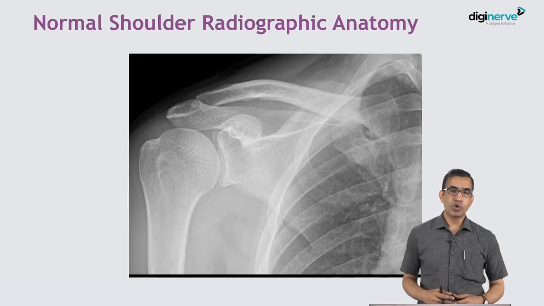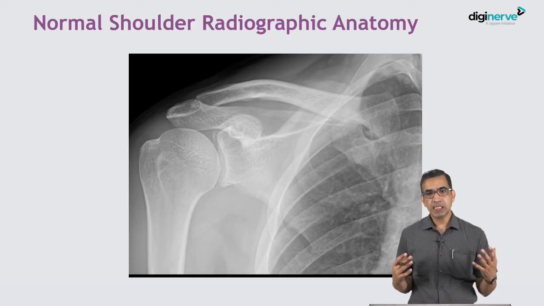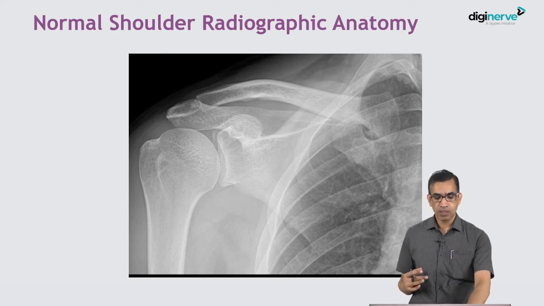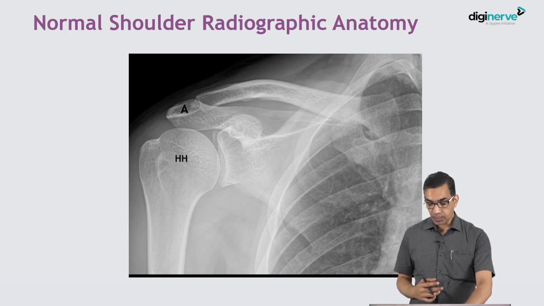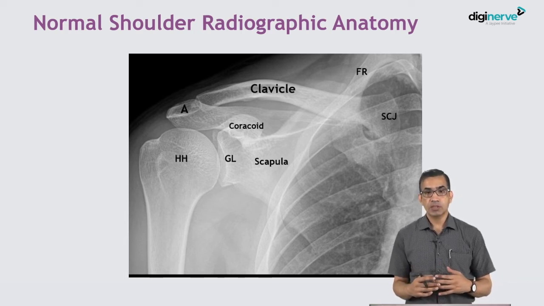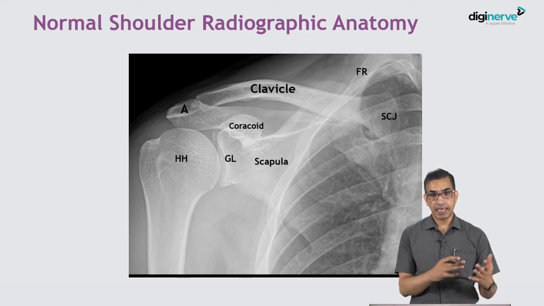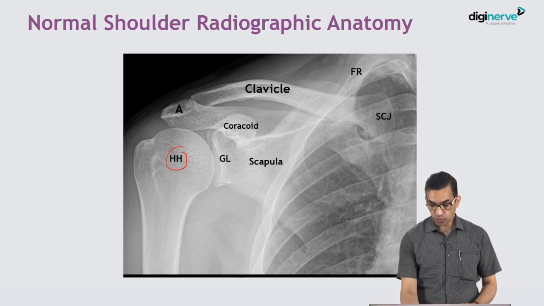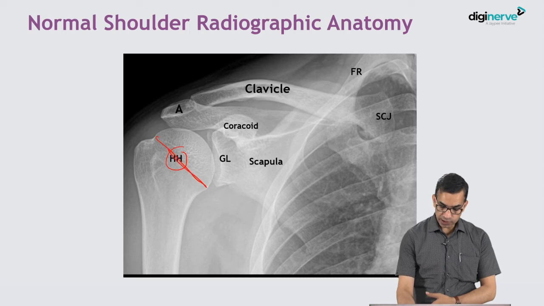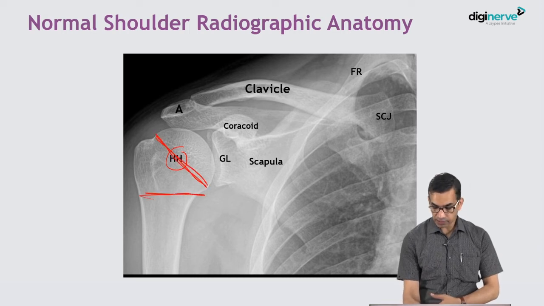Again, before we move on to the fractures, we must know the normal radiographic anatomy if you have to interpret the X-ray. These are the various things which were also discussed in the clavicle. Again, we are discussing here. This is the humeral head. This is the anatomical neck. This is the surgical neck. So that becomes the surgical neck. This is the anatomical neck.